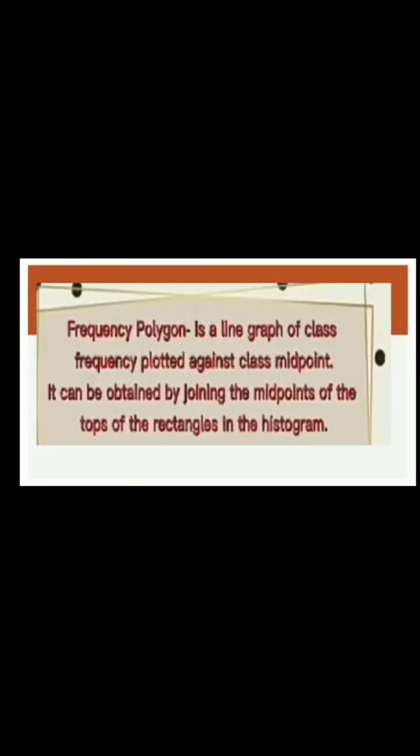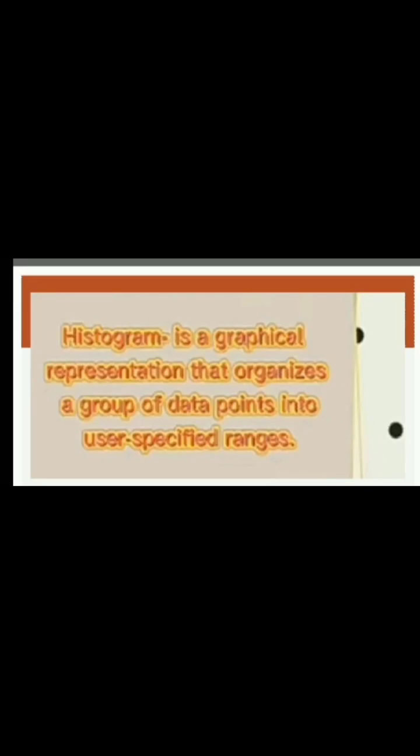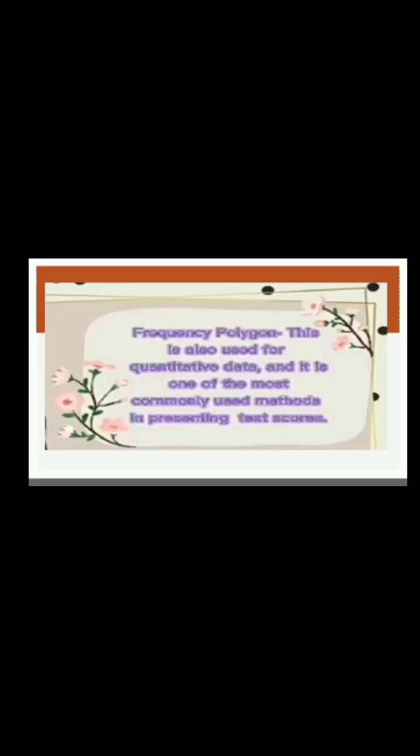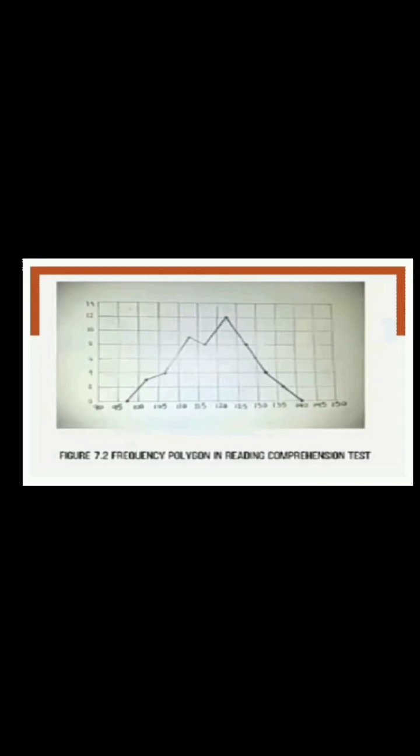And what is a frequency polygon? It's a line graph of class frequency plotted against class midpoint. It can be obtained by joining the midpoints of the tops of the rectangles in the histogram. A histogram is a graphical representation that organizes a group of data points into user-specified ranges. The frequency polygon is also used for quantitative data and it is one of the most commonly used methods in presenting test scores. So this is the example of frequency polygon, figure 7.2.